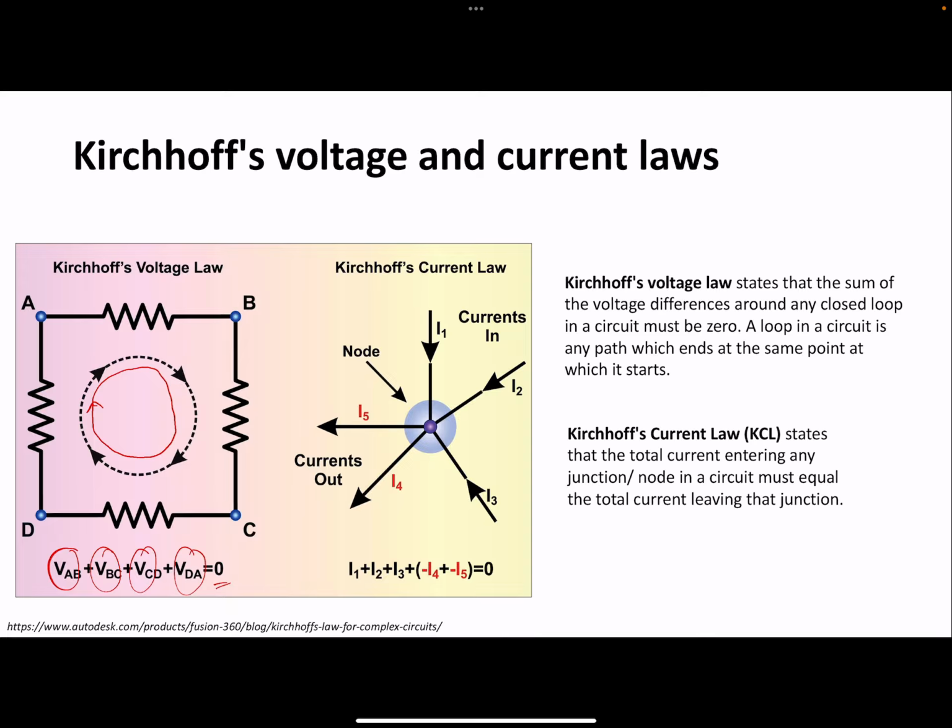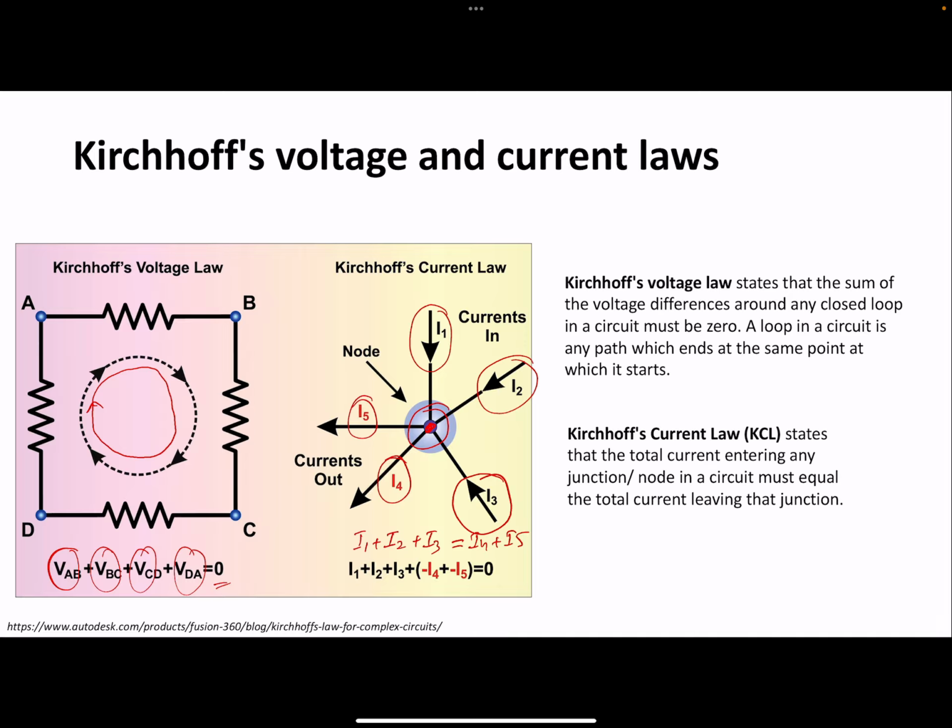Kirchhoff's current law states that at a particular node, the total current coming into the node should be equal to the current flowing out of the node. We have currents I1, I2, and I3 coming into the node. So I1 plus I2 plus I3 coming into the node should be equal to the currents flowing out of the node, which are I4 plus I5. So I1 plus I2 plus I3 should be equal to I4 plus I5.